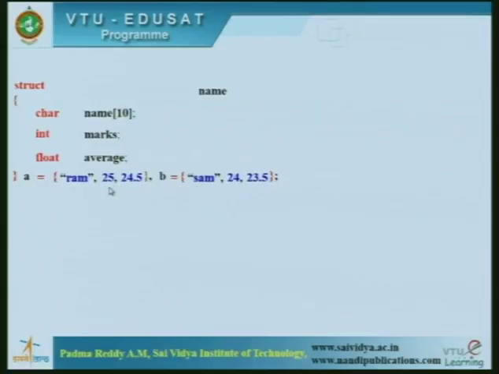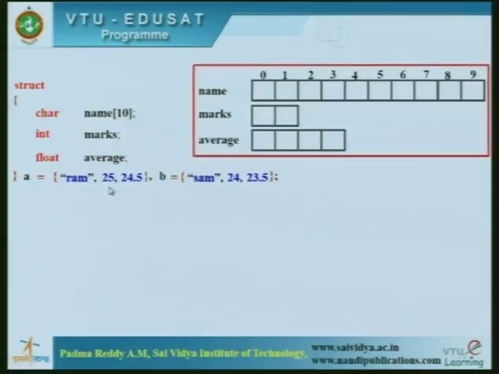Now here memory will be allocated for block a. This is the memory which has been allocated for block a, and the name given for this block is what here? A. Next, another set of memory locations will be allocated, and here RAM will be copied into the name field. Then what do we have here? 25. 25 will be copied into the marks field, and then 24.5 will be copied here.